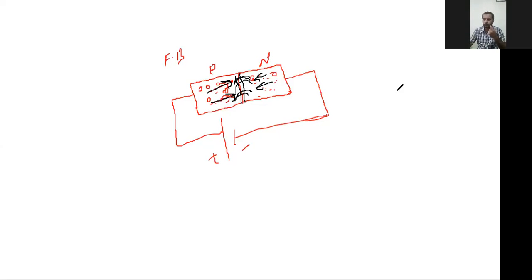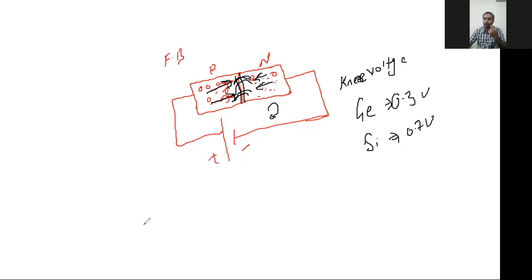In the practical case, a diode needs some voltage to turn on and let current flow in the circuit, which is called the knee voltage. In the case of germanium, the knee voltage is 0.3, and in the case of silicon, the knee voltage is 0.7. This is the forward bias condition.